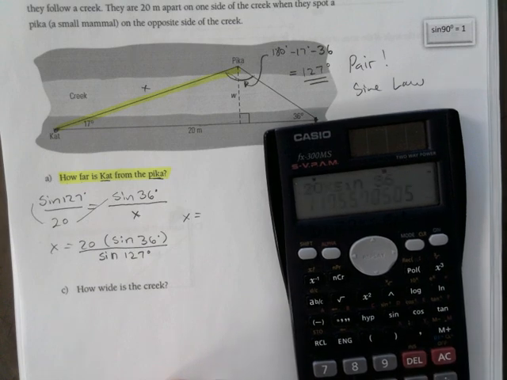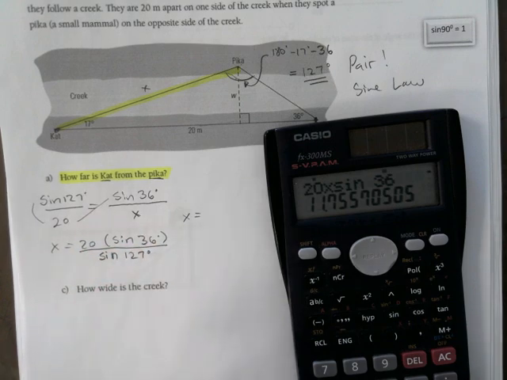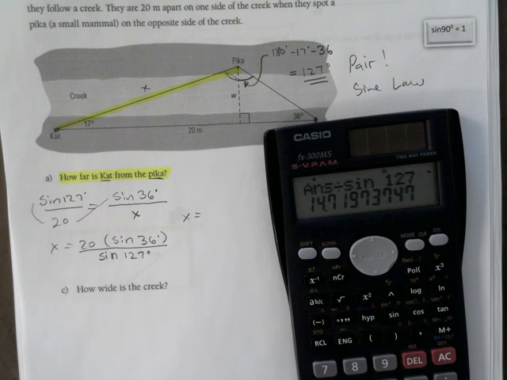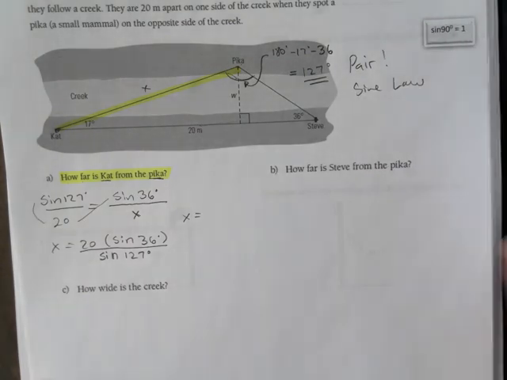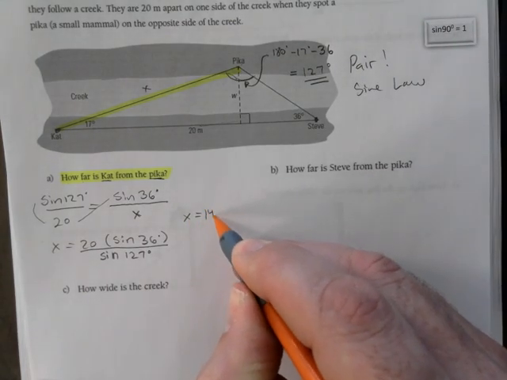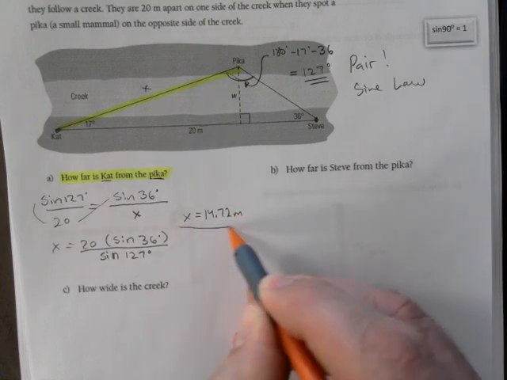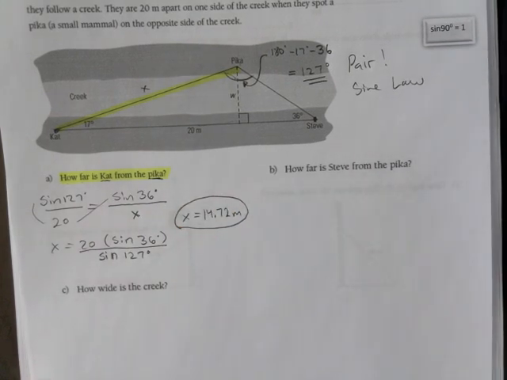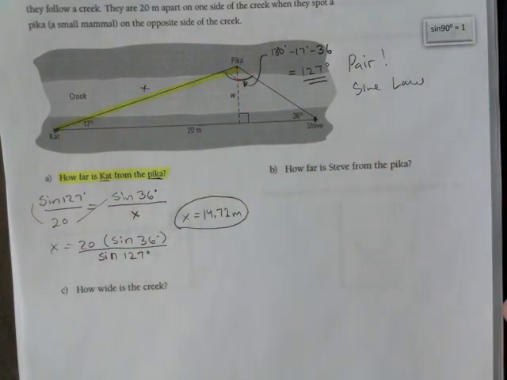I always hit equals when I multiply. I multiply that, and then I divide, equals, then divided by sine of 127. So it's 14.72. And we are in meters, right? So this is the distance from cat to that mammal, right? Pika. So you just figured that out.